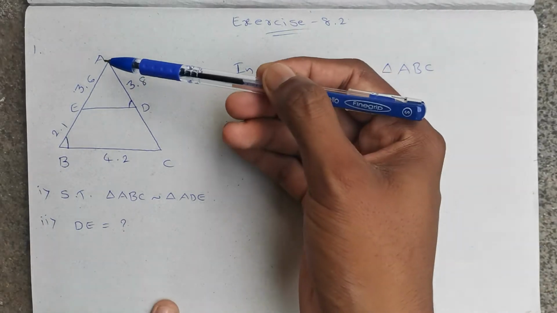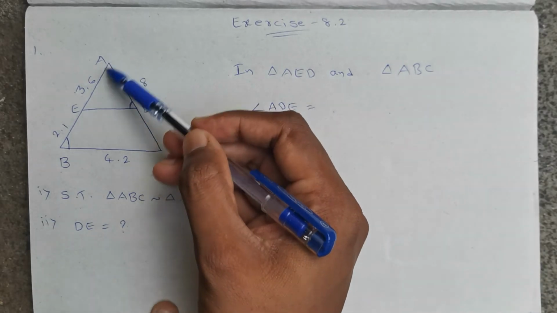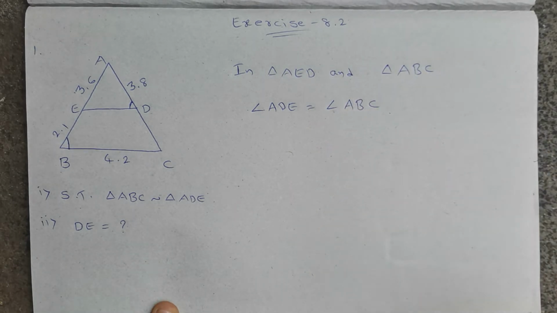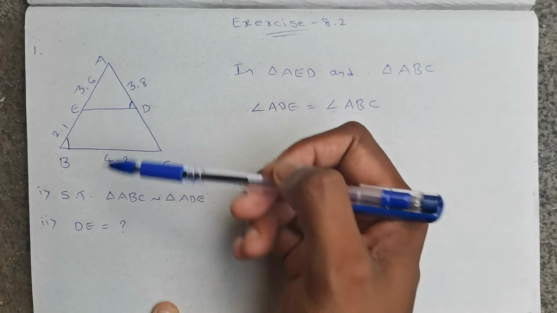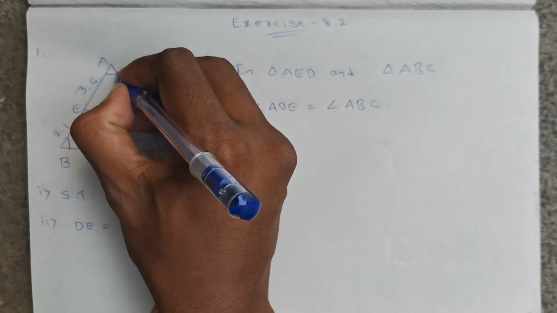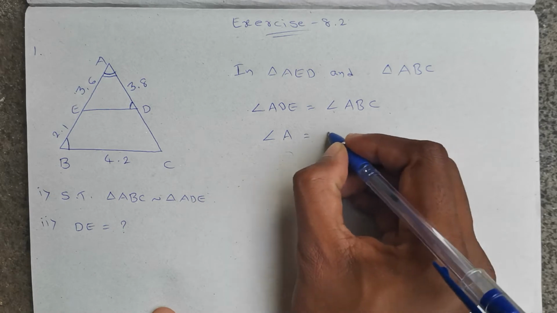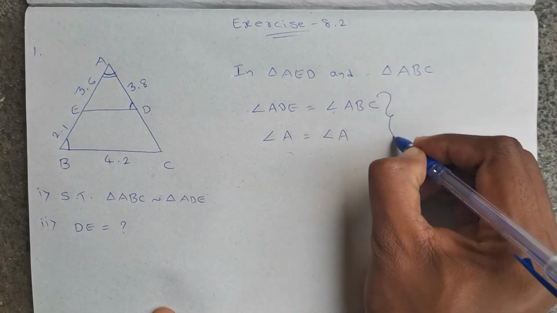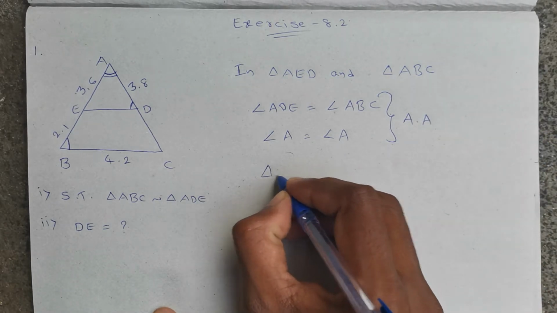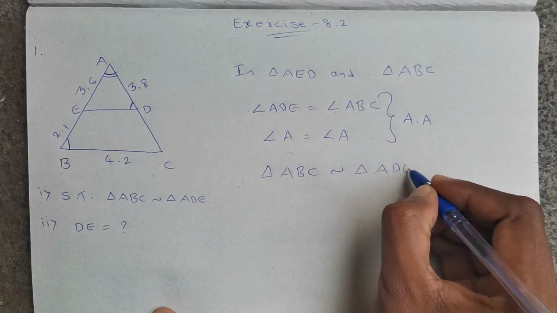In the question itself, he gave angle ADE equals angle ABC, otherwise simply angle B. Next, if we observe these two triangles clearly, one is triangle ADE and one is triangle ABC, this angle A is common for both the triangles. So angle A is equal to angle A. So from these two, according to AA criteria, we can say that triangle ABC is similar to triangle ADE.